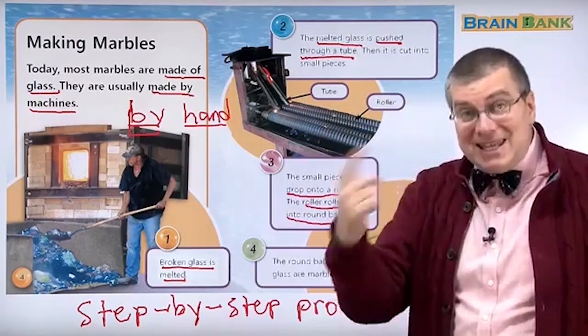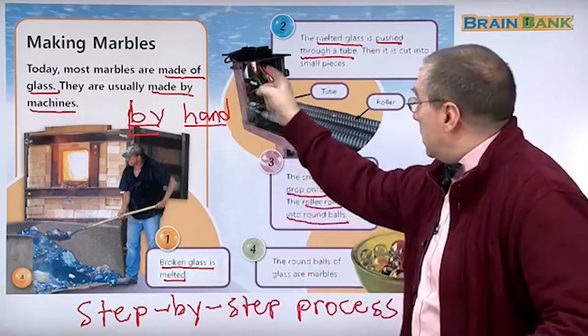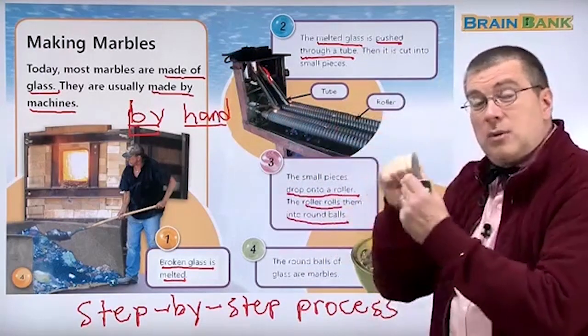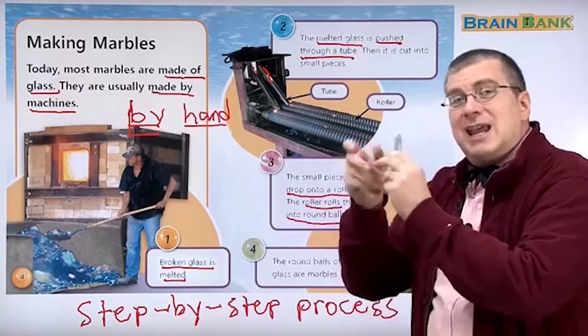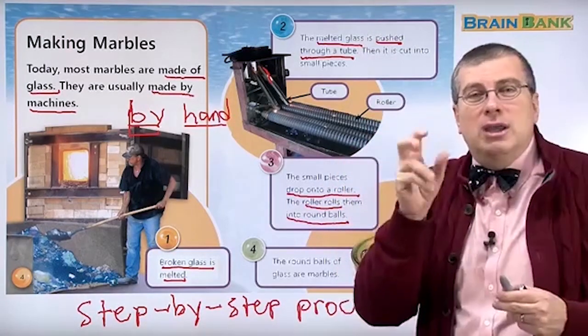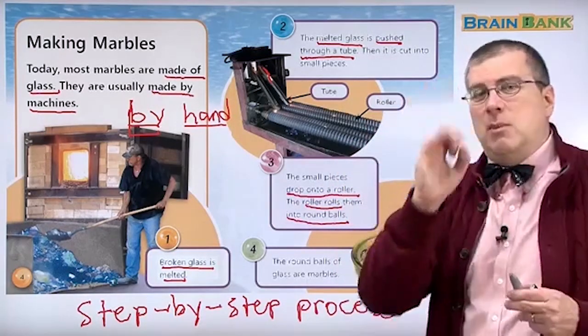Wow, it's really easy, right? You just pour the glass here, it goes into the roller, becomes hard, and it rolls around, and it becomes a smooth and polished glass, one marble.